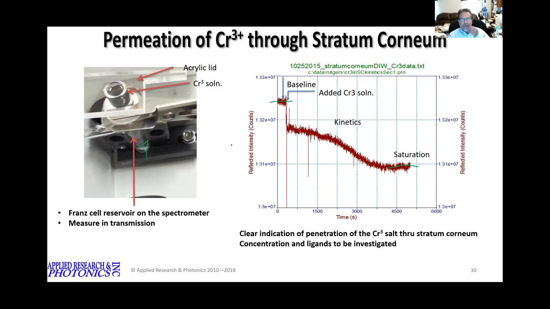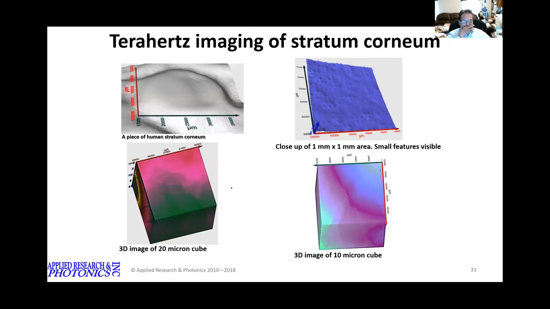stratum corneum. So we took these two sets of stratum corneum, one where no chromium was applied, and the other after the saturation of the chromium solution experiment, and imaged them to see if we can see the differences.